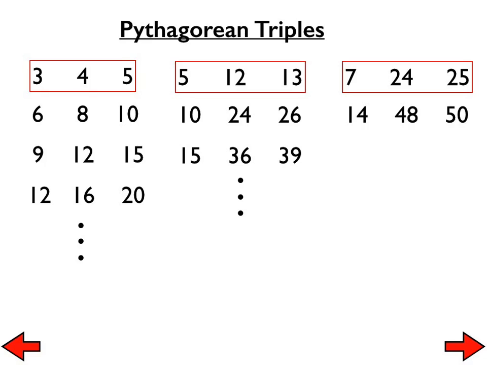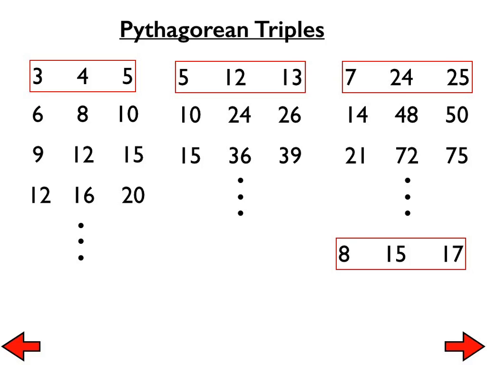Or multiples of those numbers. And probably the fourth most popular Pythagorean triple is 8, 15, 17. Or multiples of those numbers. Now, there are many more Pythagorean triples. But these are the 4 most popular.